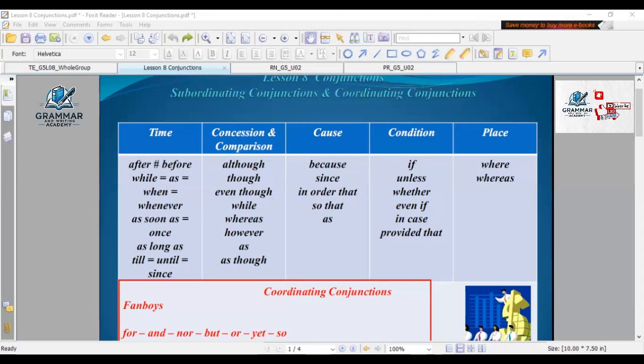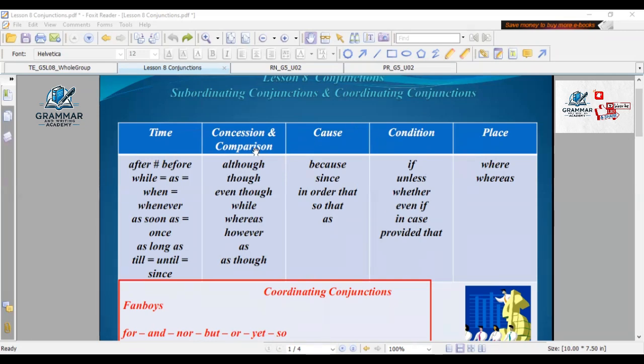I move to another type of conjunctions. So the first one refers to time, a period of time when something happens. Concession and comparison, or compare and contrast. And you know that to compare means to mention the similarities, and to contrast means to mention the differences between two or more things.